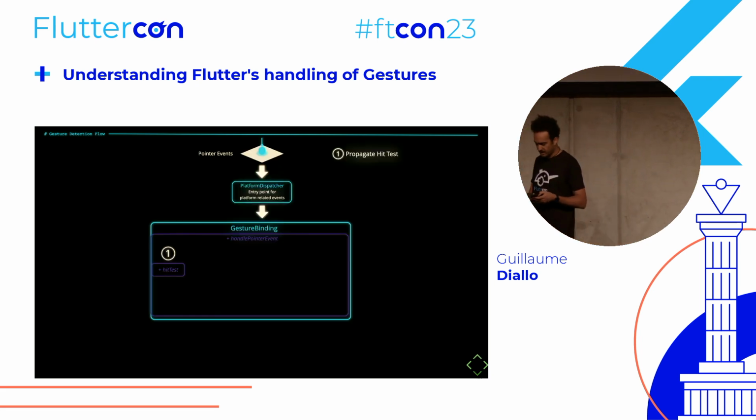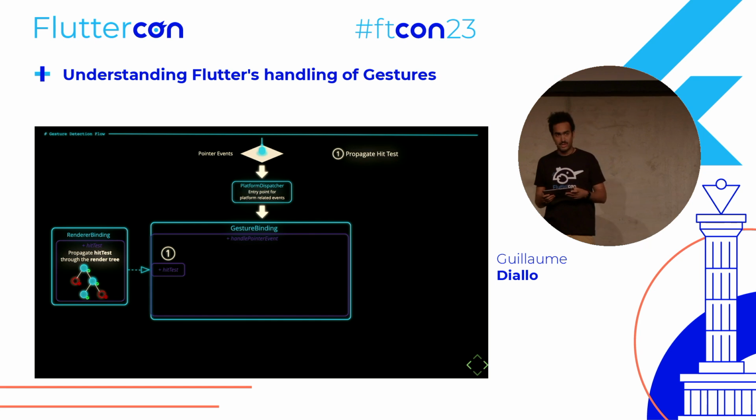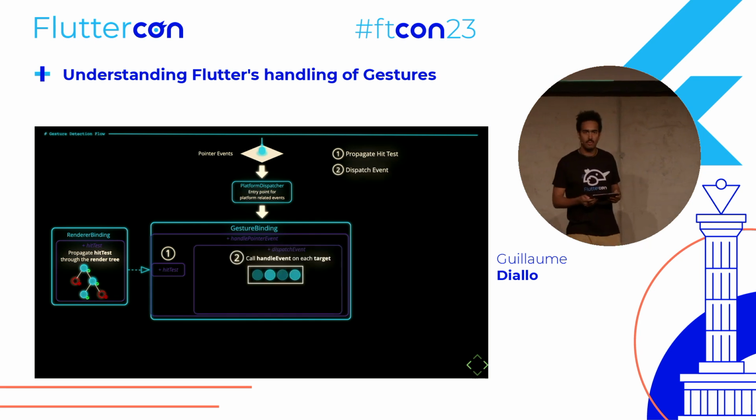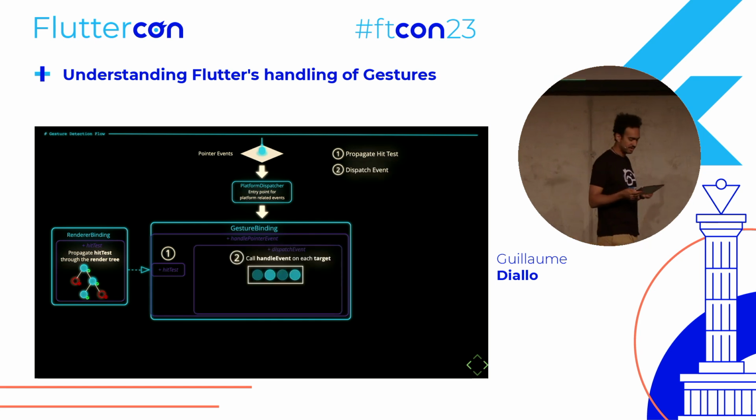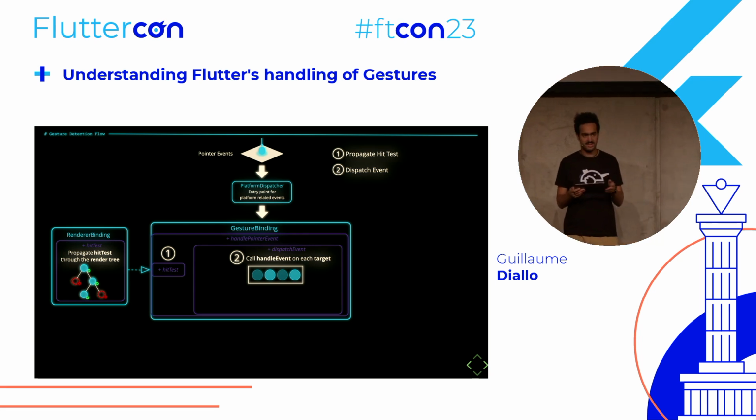Okay. So let's come back to our flow. Now, we have a hit test that is propagated by the render tree, and that returns a hit test result, so we know all the widgets that are interested. So we can start with the second part. The second part of this method is the dispatch event.